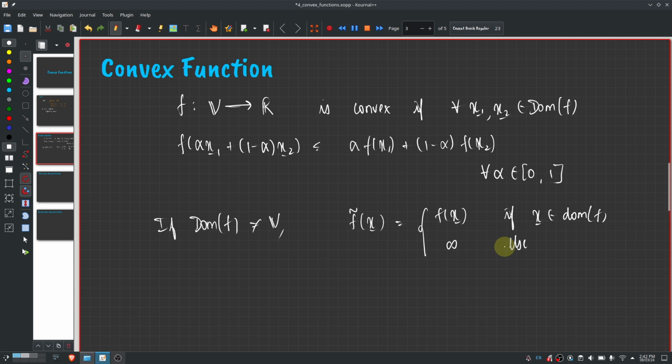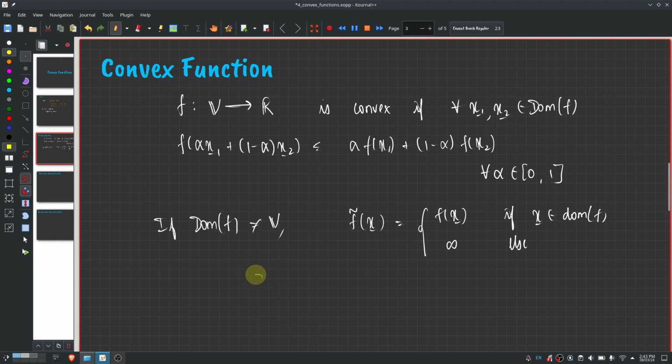Okay, my claim is that even though f is defined only on a small subset, f tilde is in fact going to be convex. Do you see why that is the case? If you take any x1, x2 within the domain, then obviously f tilde satisfies the property of a convex function. So there's no question about that. The only thing that you have to wonder about is what happens when either x1 or x2 does not lie in the domain of f.